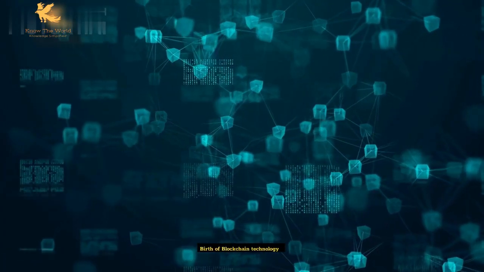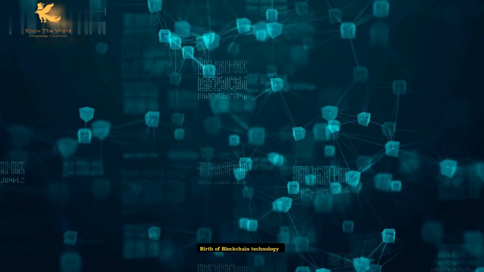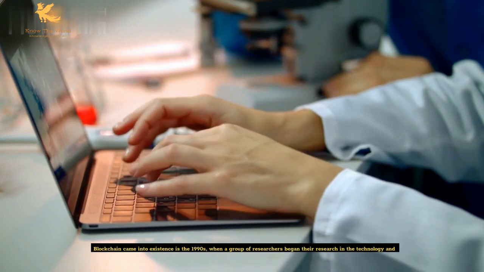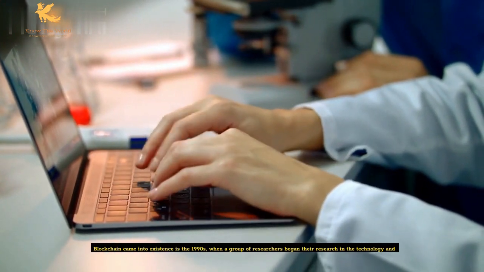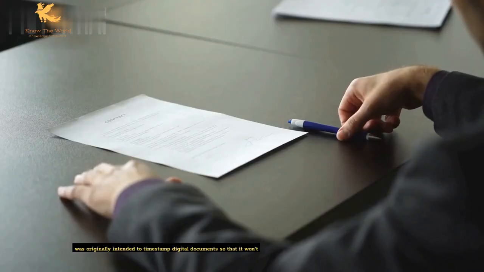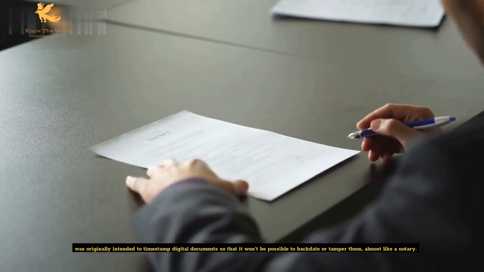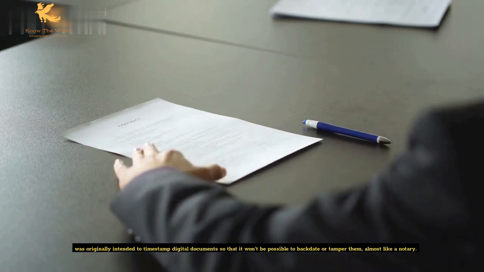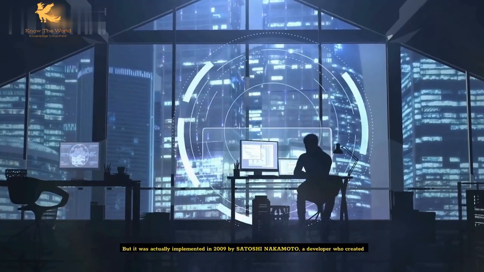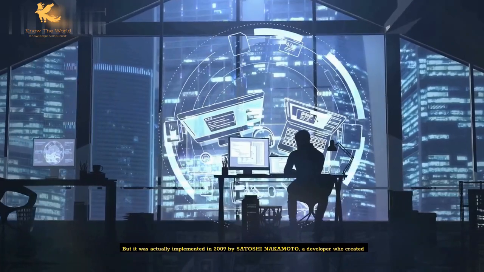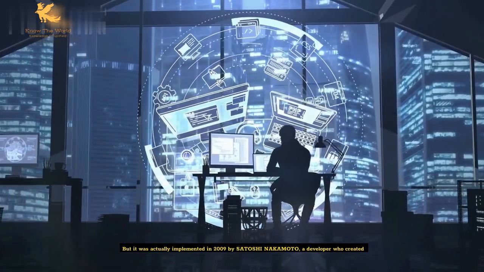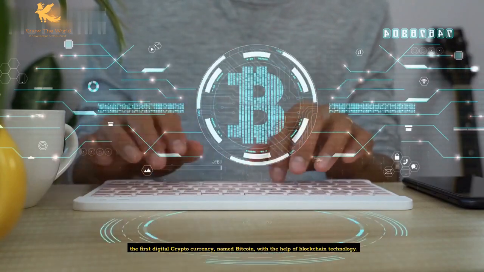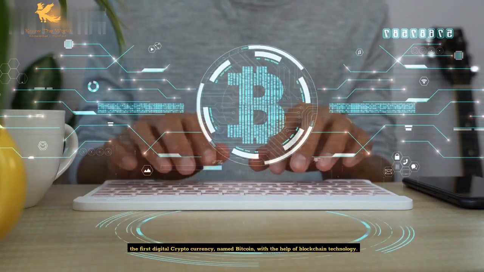Birth of blockchain technology. Blockchain came into existence in the 1990s, when a group of researchers began their research in the technology. It was originally intended to timestamp digital documents so that it wouldn't be possible to backdate or tamper with them, almost like a notary. But it was actually implemented in 2009 by Satoshi Nakamoto, a developer who created the first digital cryptocurrency, named Bitcoin, with the help of blockchain technology.